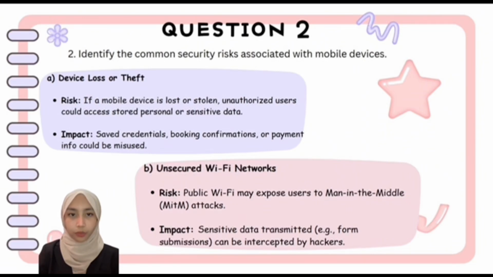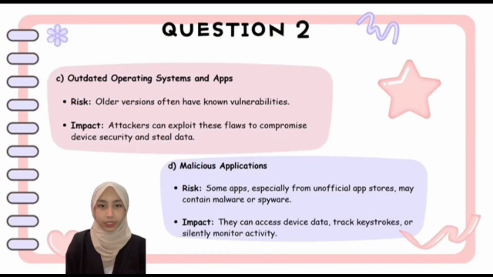B. Unsecure Wi-Fi network. Risk: public Wi-Fi may expose users to man-in-the-middle attacks. Impact: sensitive data transmitted can be intercepted by hackers. C. Outdated operating system and app. Risk: older versions often have known vulnerabilities. Impact: attackers can exploit these flaws to compromise device security and steal data.